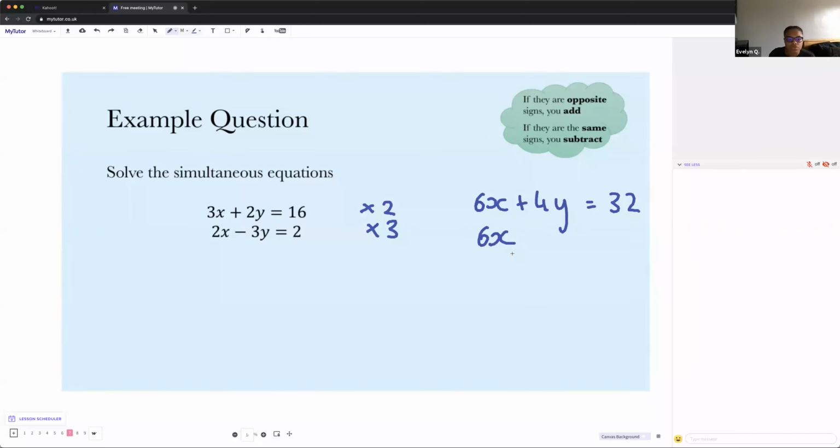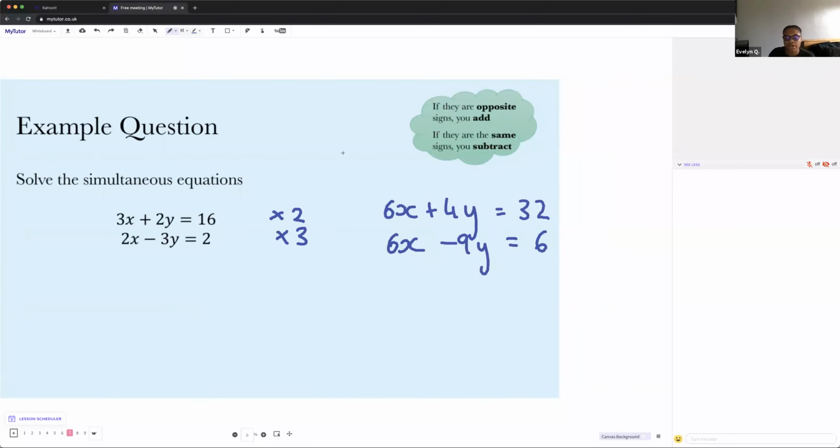And I've got minus 3y times 3, which is minus 9y. And then I've got 2 times 3, which is 6. Right, so the next thing to do is to figure out, am I going to add these two equations or am I going to subtract the two equations? Well, because I made my x's the same and they're both positive 6, they're both the same sign, I need to subtract my two equations.